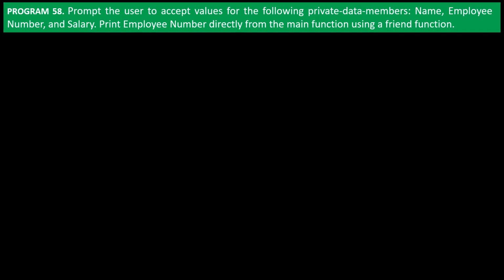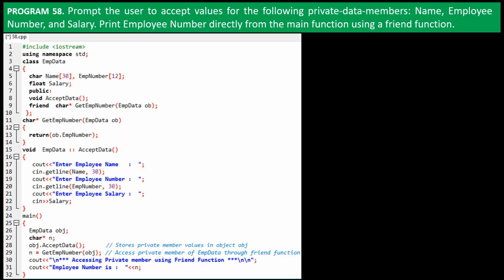Let's prompt the user to enter values for the following private data members: name, employee number, and salary. Print employee number directly from the main function using a friend function. Here is the program code, and this is the class declaration.